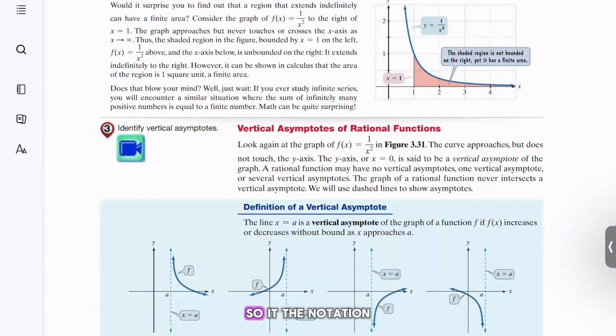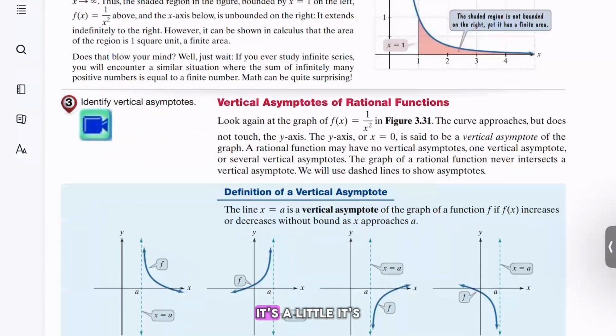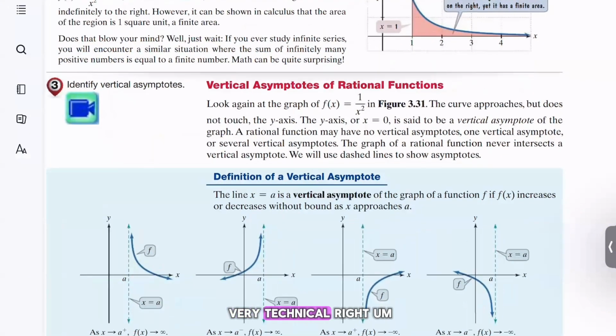So the notation is a bit much. It's very technical, right? And as with anything, you need practice to get used to it. Even to this day, when I look at limits, I have to sit there and think, okay, which way and what am I looking at? Limits can be a lot.